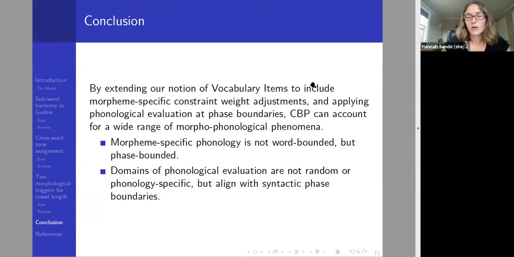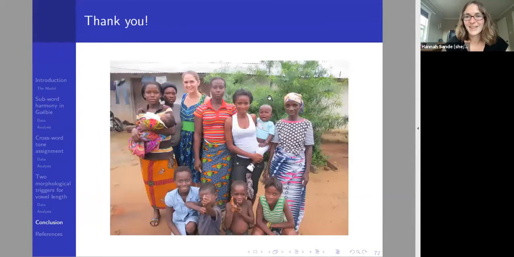Morpheme-specific phonology is not word-bounded, but phase-bounded, and domains of phonological evaluation are not random or phonology-specific, but they align with syntactic phase boundaries. Thank you.